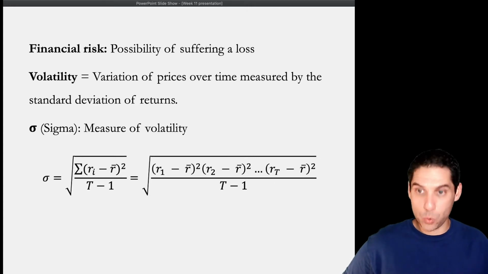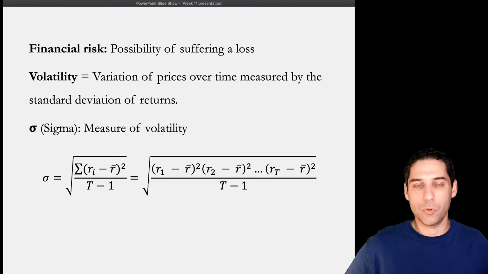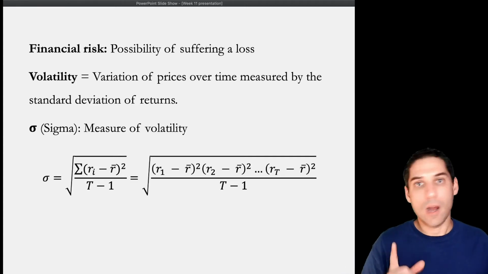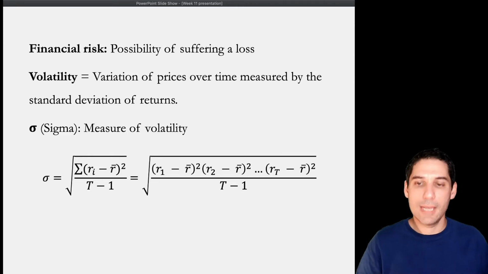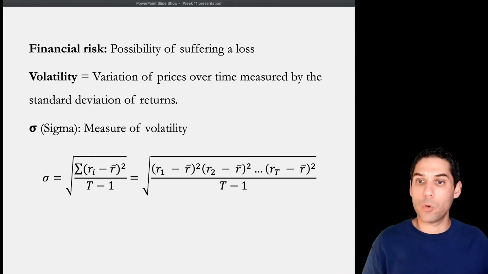What we have is the square root. If you don't take the square root, we find variance, right? You probably know this concept from statistics classes. Variance, you take the square root, you find standard deviation. So what is variance? We have these individual returns, those are R_i, individual returns minus R bar. R bar is the average, the arithmetic average we computed before.